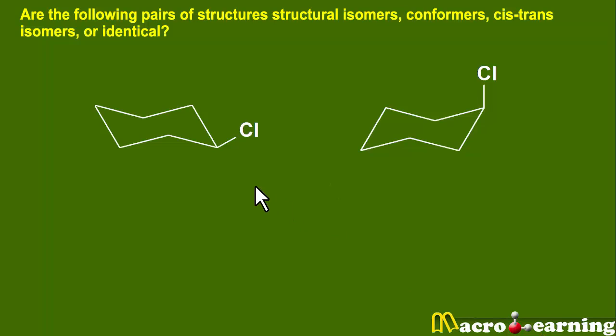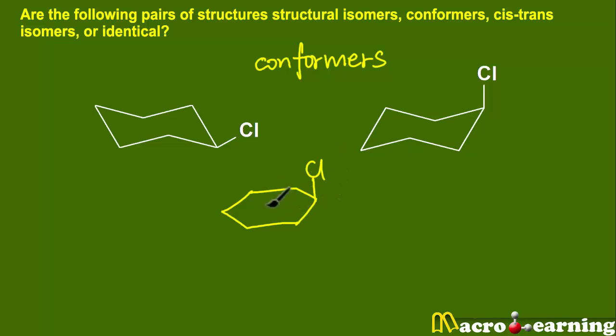Okay, last pair of today's question. This pair actually seems to me to be a pair of conformers, or conformational isomers, because if you look at those two, they're the exact chair conformations that you would draw for this compound. If I were asked to draw the two chair conformations of this same structure, these would be what I would come up with.